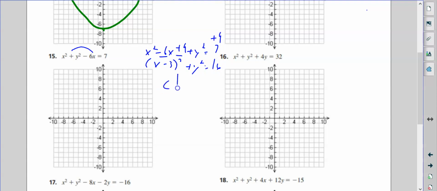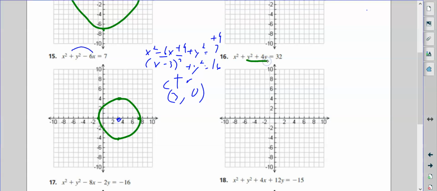So that means our center is at 3, 0, right there. And our radius is the square root of 16, which is 4. So we're going to go 3 plus 4 is 7. 0 plus 4 is 4. 0 minus 4. And 3 minus 4 is negative 1. And there is our circle.